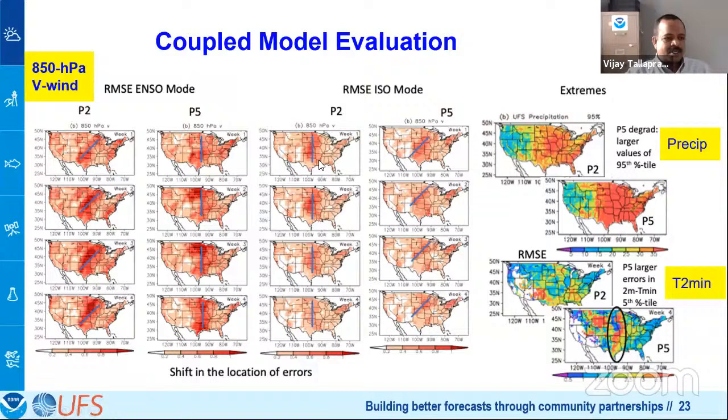In the intraseasonal oscillation mode, the opposite signal is seen. We need to understand why or what the relevance of these RMS error structures are. Similarly, there are differences in capturing the extreme values. The P5 was shown to be degrading the values of 95th percentile, both for 2-meter temperature and precipitation. And that's something that we continuously evaluate and seek support from the community to understand and diagnose these issues.